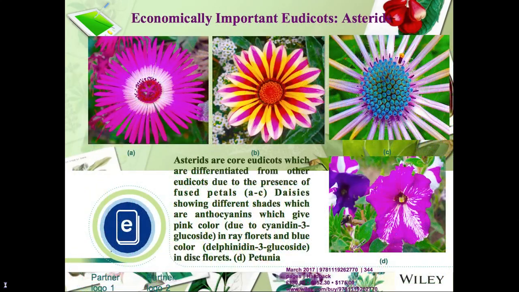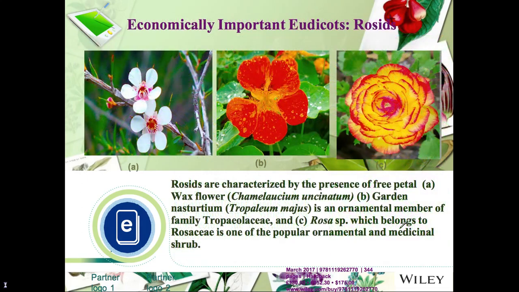Now, the eudicots are major groups of flowering plants which are differentiated into asterids and rosids. And the difference between asterids and rosids is in the arrangement of petals. As you can see in these slides, these are all daisies, and these daisies bear petals, and these petals are actually fused at the base. Similarly, petunia is another example of asterids, which bears fused petals. In contrast to this, rosids produce petals which are not united at the base. A few examples are wax flowers, garden nasturtium, and rose species.